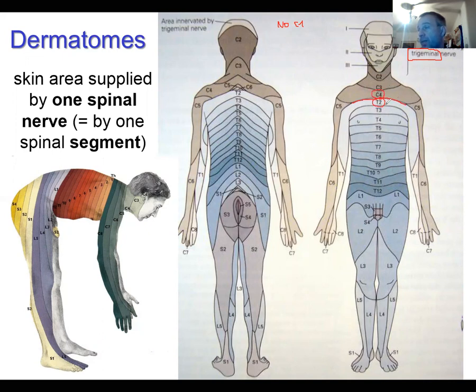Why is there no C5 to T1? C5 to T1, they travel to the upper limb. Yeah? They travel to the upper limb, and for example, you can see T1 and C8, they supply the medial aspect of the forearm and hand and the little finger.